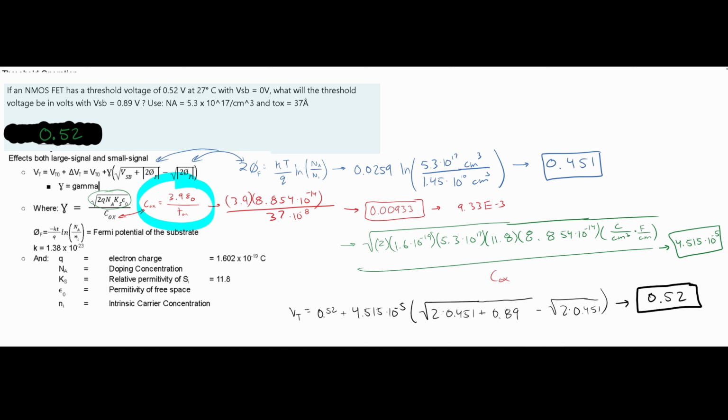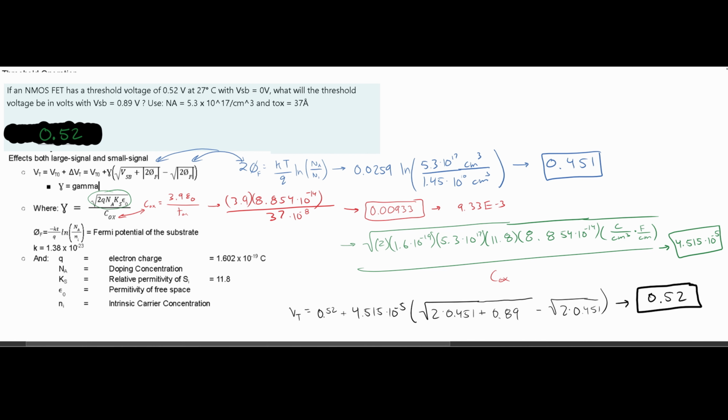Using this, it's essentially all given except for this TOX, which is 37 angstroms. Now we can either do this in meters or we can do it in centimeters. You just need to make sure that you're using the correct one. So currently, if it's 10 to the negative 14 for the E naught, it's going to be F over centimeters, like this. For F over meters, it's 10 to the negative 12.